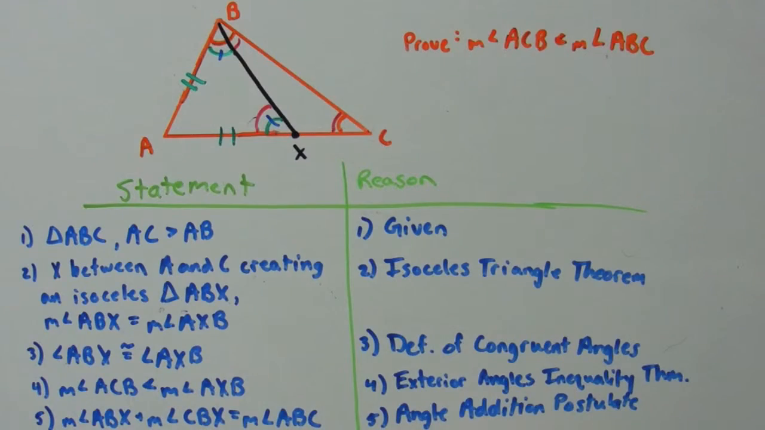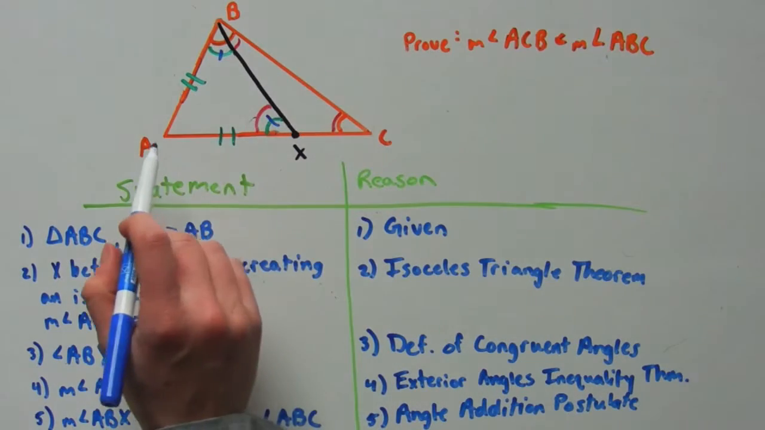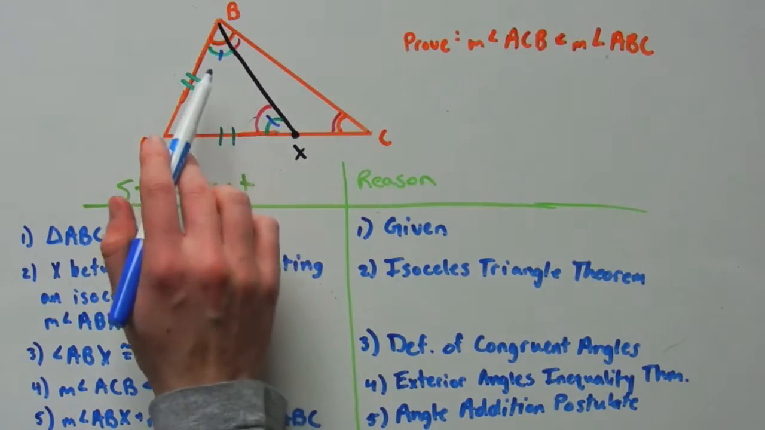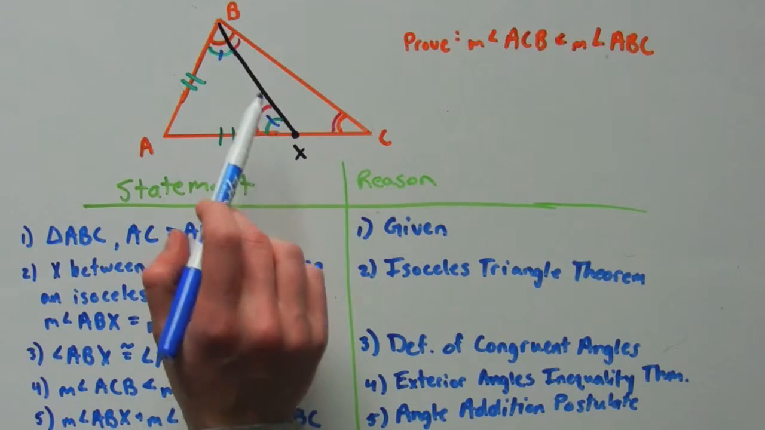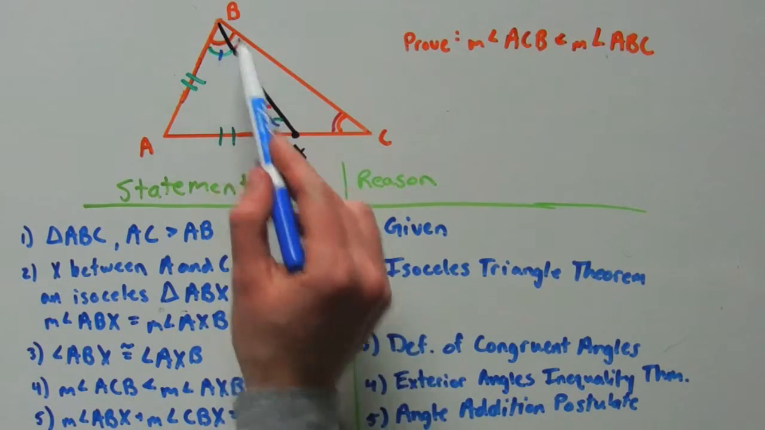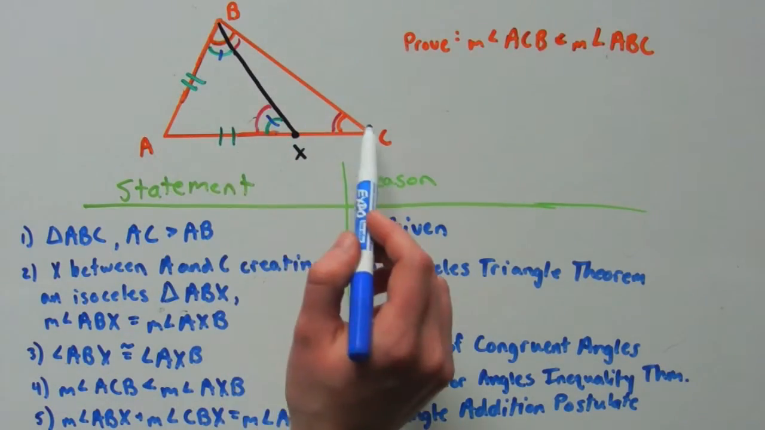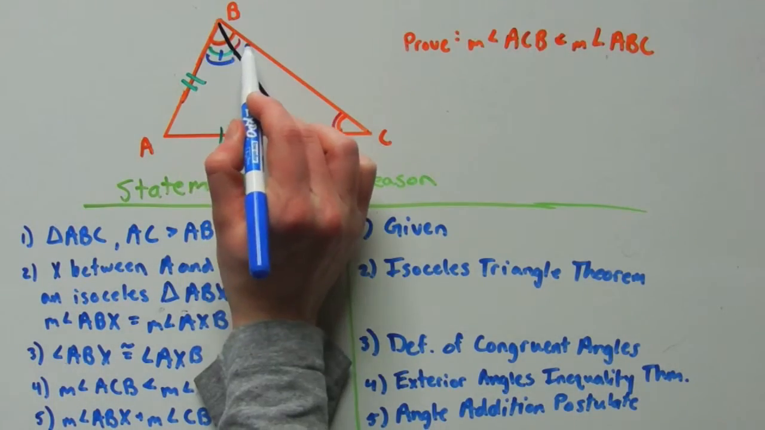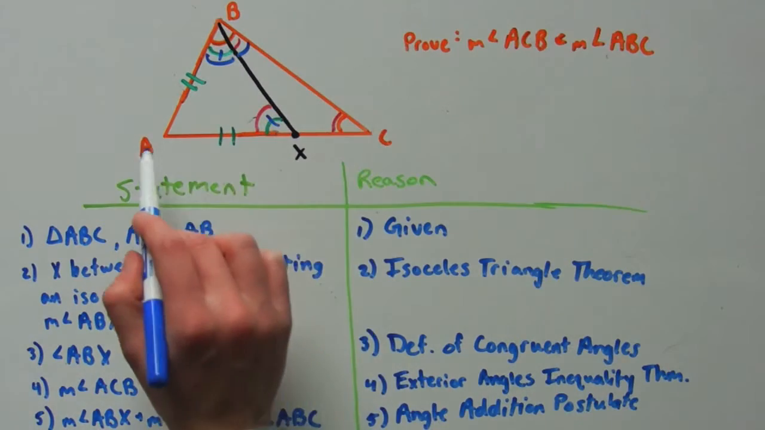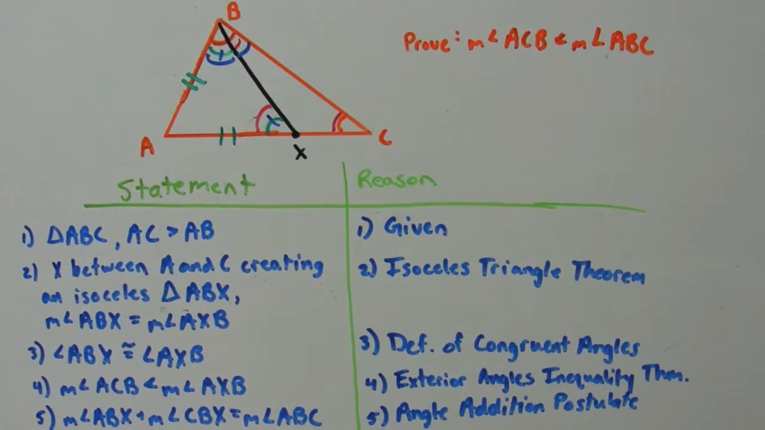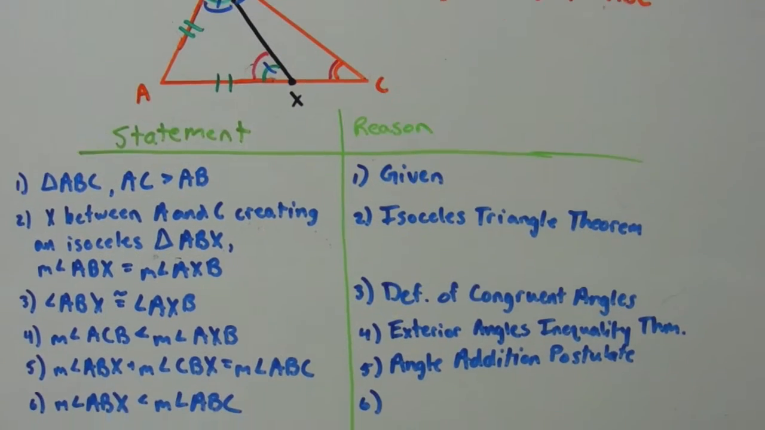And it's easy to see by the angle addition postulate that this angle ABX plus the angle CBX is going to equal the angle ABC. This angle plus this angle will equal the entire angle ABC. And from this, we can use the definition of inequality to say that the measure of angle ABX is going to be smaller than the measure of angle ABC.